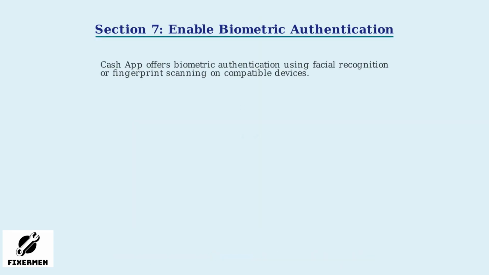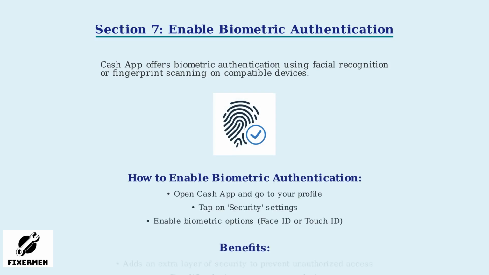Cash App offers biometric authentication using facial recognition or fingerprint scanning on compatible devices. This feature was introduced in late 2025 to enhance security and reduce fraud. Enabling biometrics adds an extra layer of protection and can simplify your login process. To enable it, open Cash App and go to your profile, then tap on Security Settings and turn on the biometric options like Face ID or Touch ID. The benefits include stronger security against unauthorized access, easier logins on your device, and potentially bypassing error code 1003 issues.